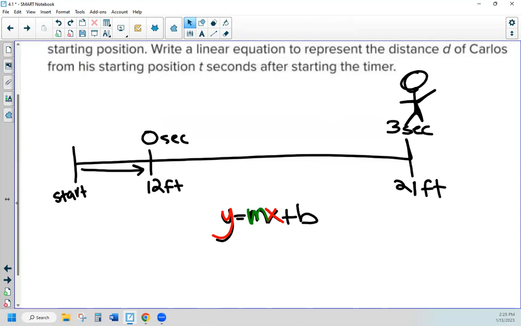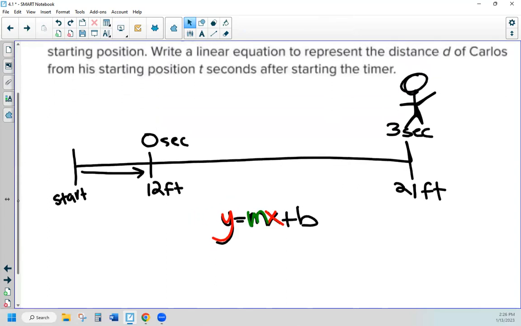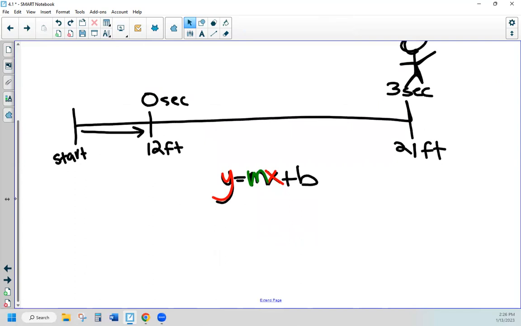So I ask you guys right now, do we have points to help us out? And the answer should be yes. We have 0 with 12, and we have 3 with 21. We have those points.